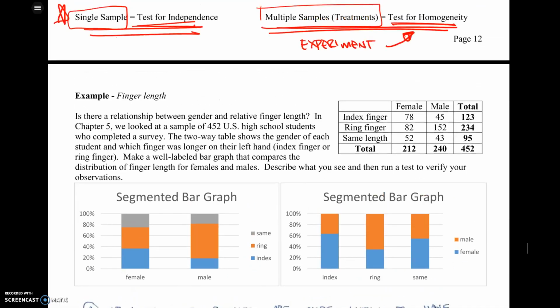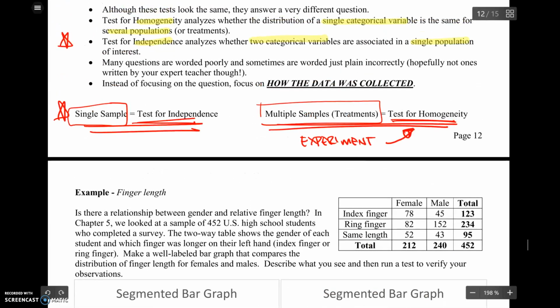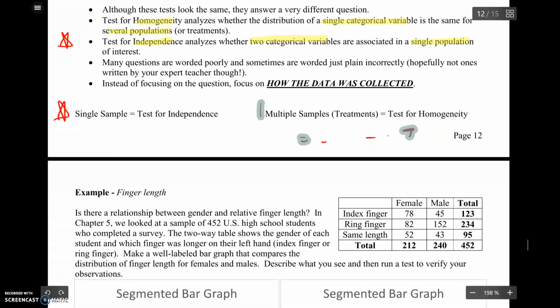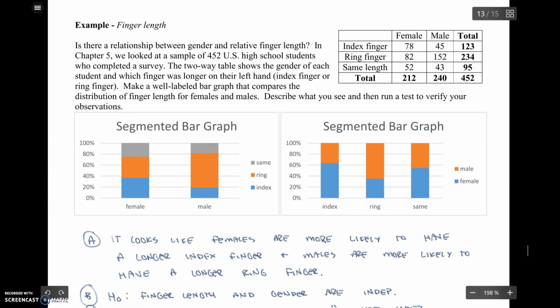All right, so let's take a look at this example. We just talked about the difference between the chi-squared test for homogeneity and the chi-squared test for independence or association, whichever you prefer. Finger length. Is there a relationship between gender and relative finger length?